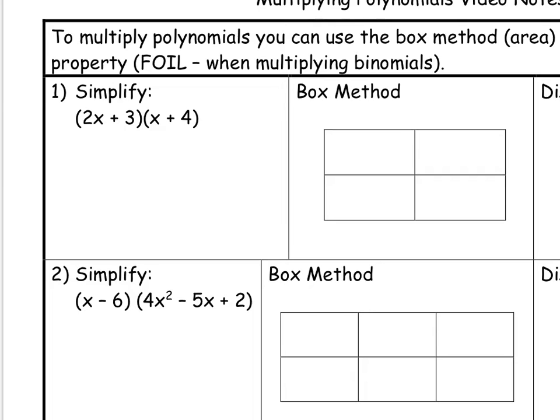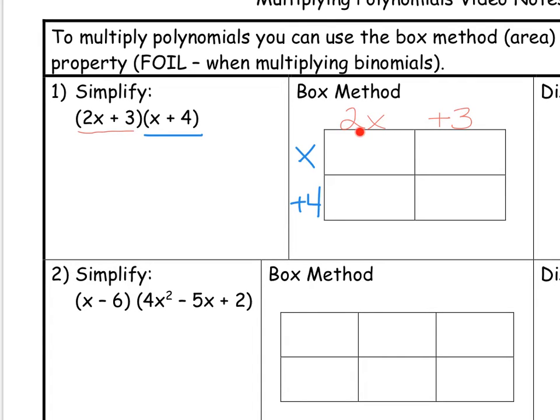So I take my first term, which is 2x plus 3, and it doesn't matter if I put it on the top or on the bottom. I'm just writing it in the two boxes. Then my second term in this expression is x plus 4, so an x goes here and the plus 4 goes here. It's important to keep these signs with the term, the positive 3 and the positive 4, because if it's negative, that negative has to come with it. Then we are just going to multiply this out.